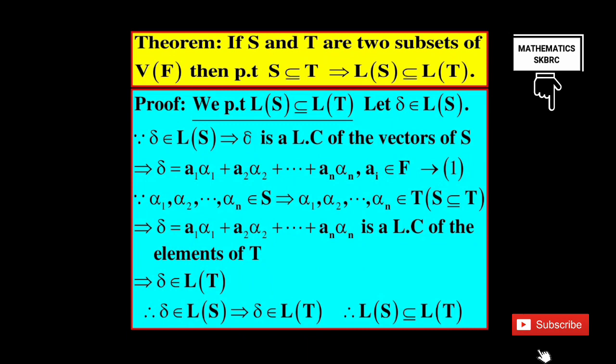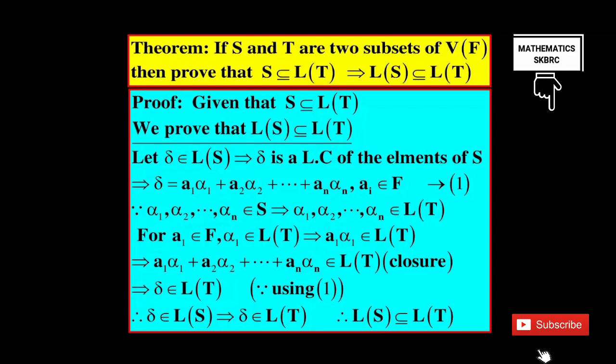That gives delta belongs to L of T. Therefore, delta belongs to L of S gives delta belongs to L of T. This means every element of L of S is an element of L of T. Therefore, L of S is a subset of L of T. Hence proved.